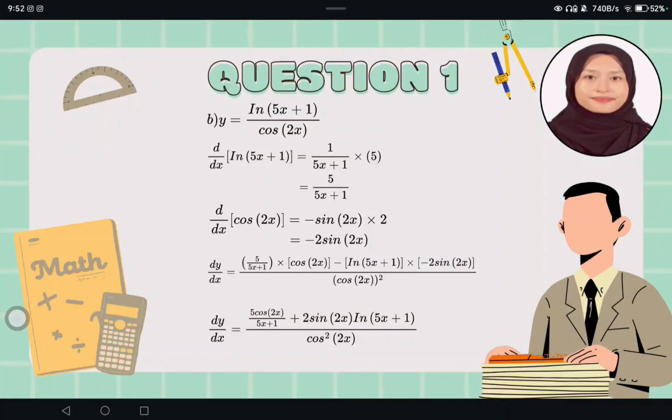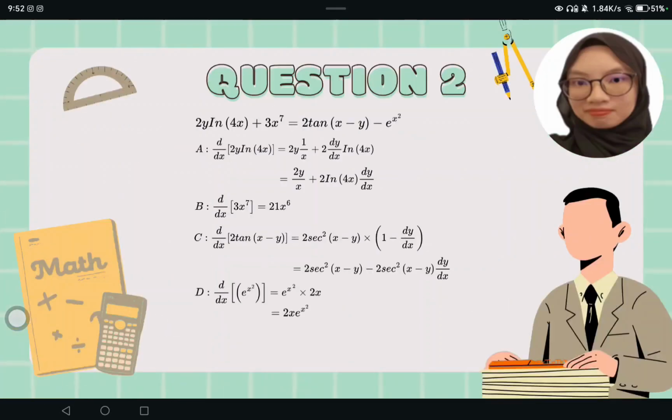Finally, we can simplify this a little by combining the negative. dy over dx equals 5 cosine 2x over (5x plus 1) cosine squared 2x, plus 2 natural logarithm of 5x plus 1 sine 2x over cosine squared 2x, and that is our final derivative.